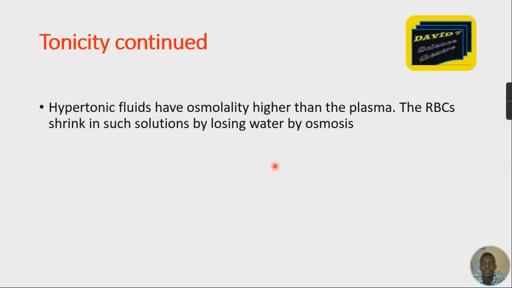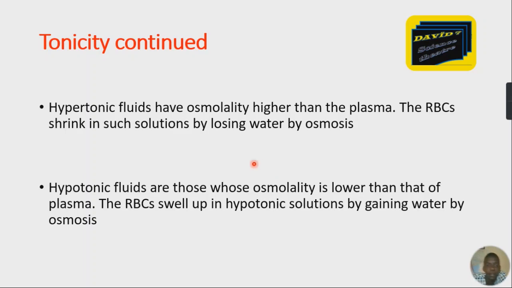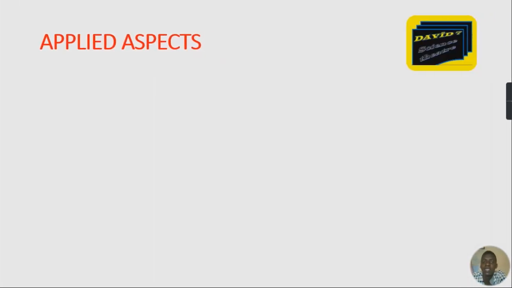Hypertonic fluids are those with osmolarity higher than that of plasma, and red blood cells shrink in such solutions by losing water by osmosis. Hypotonic fluids are those with osmolarity lower than that of plasma, and red blood cells will swell up in hypotonic solutions by gaining water by osmosis.